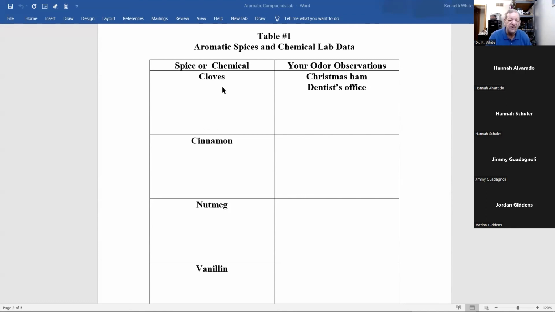Now, cloves, in the past, students have said, oh, that reminds me of Christmas ham, because some people put cloves in the ham. You ever see the crisscross cuts on top of a ham? And also for Easter, if you have an Easter ham. Now, I told the students it reminds me of a dentist's office. What? Well, let's talk about this.